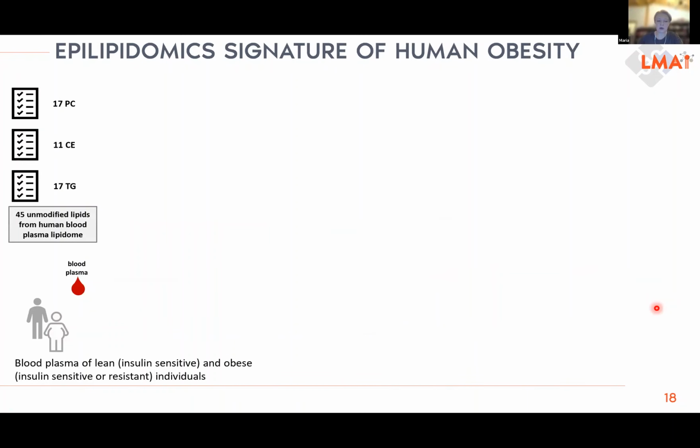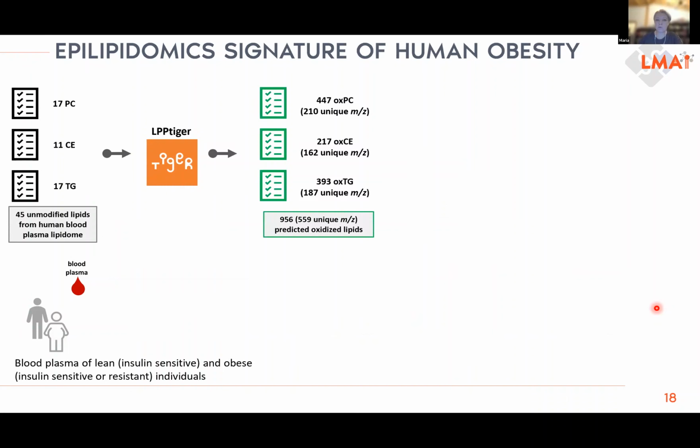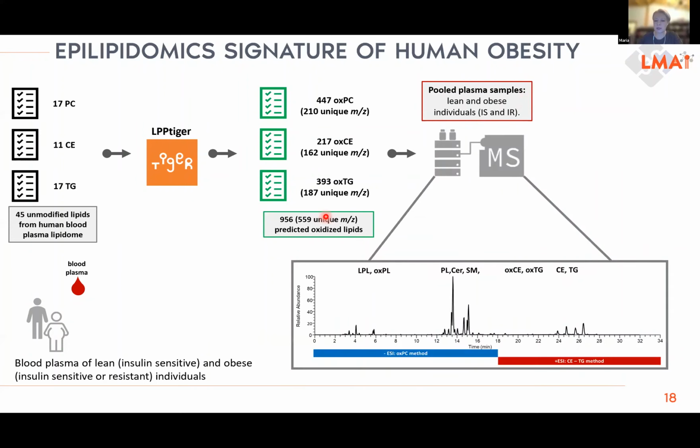This is how that looks again. We take those unmodified lipids containing polyunsaturated fatty acids from a given lipidome, use LPP Tiger to predict the oxidized lipidome, and then in the group-specific pooled samples, we use this semi-targeted data-dependent acquisition to look for those predicted lipids, and we do it with polarity switching. For instance, oxidized phospholipids we measure in the negative mode, oxidized CE and TG in the positive mode. That also saves time, so we can use fewer samples here. And in one LC-MS analysis, you can cover pretty much everything.